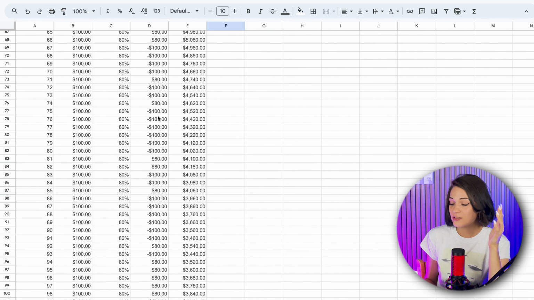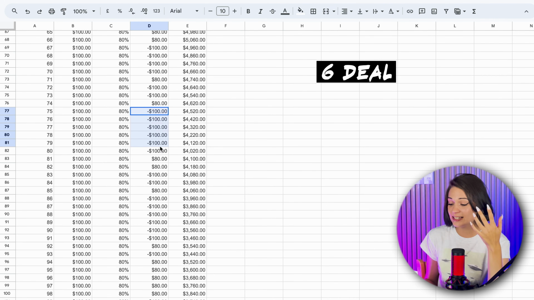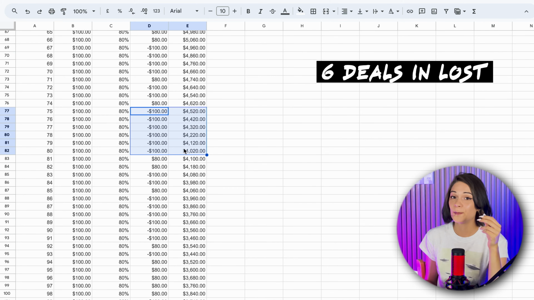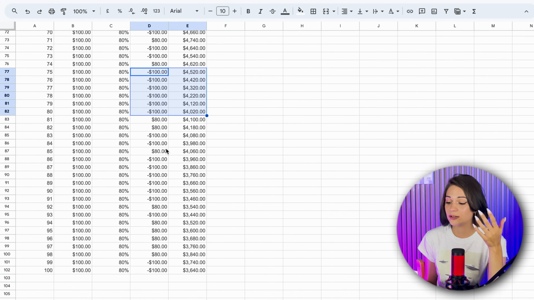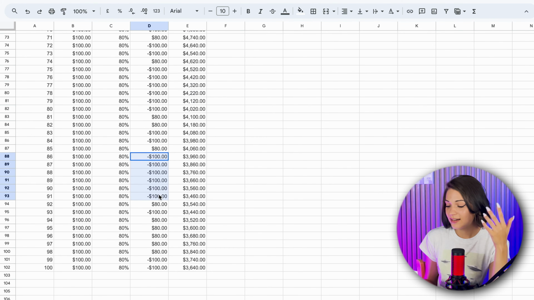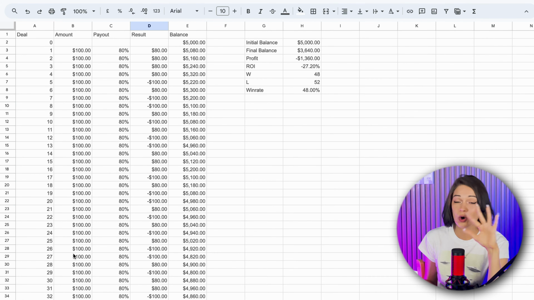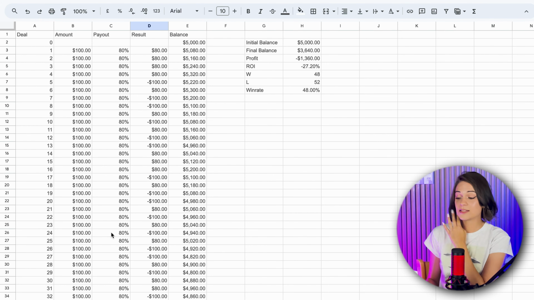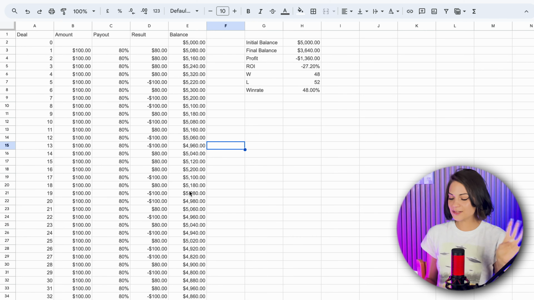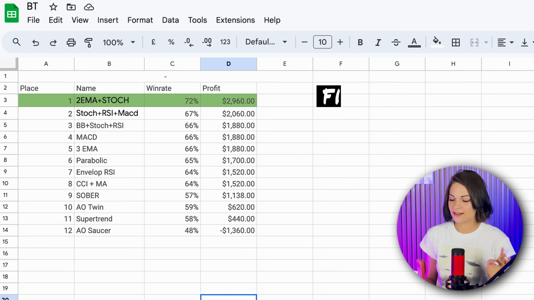I don't like it. So for example, right here we have 6 deals lost in a row. If you would work with martingale, you would lose all your money. Then next, again, we have a lot of them in a row. Awful, awful, awful. Let's forget about it. I don't like it. Let's move on to the final results.